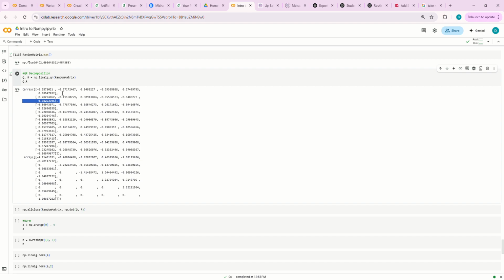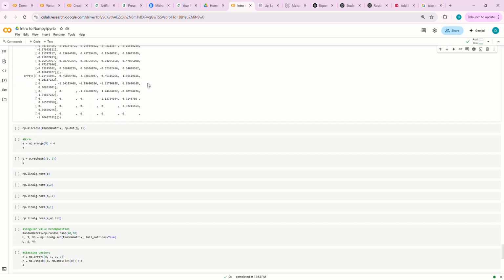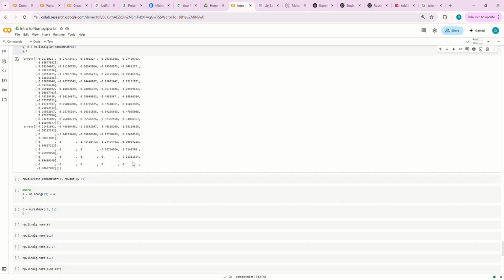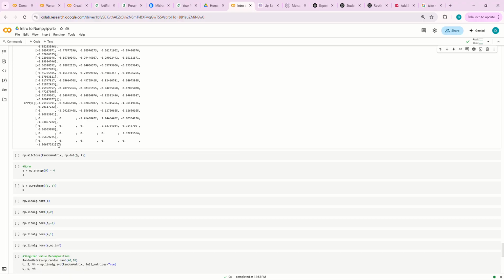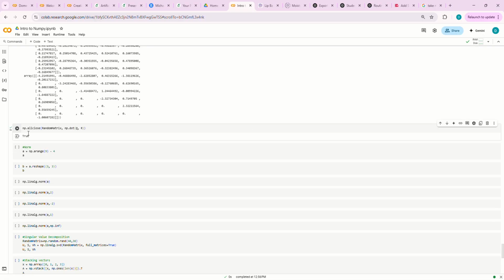So we do QR decomposition of the random matrix. So we decompose into a Q and R that multiply together. One is an upper triangular matrix. And so np.allclose checks whether or not they're the same, and it's true.